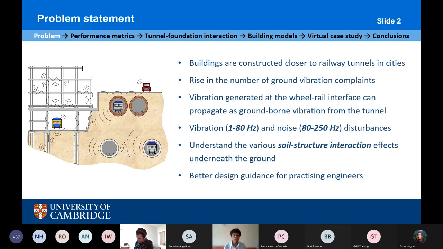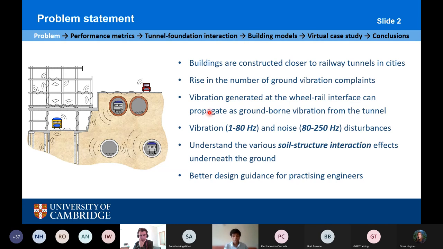And this is a particular problem in urban cities such as London, where Transport for London especially has received, over the last couple of decades, quite a lot of complaints from residents living in residential buildings and also office buildings, which are located close to underground railways. So there's been a rise in complaints.